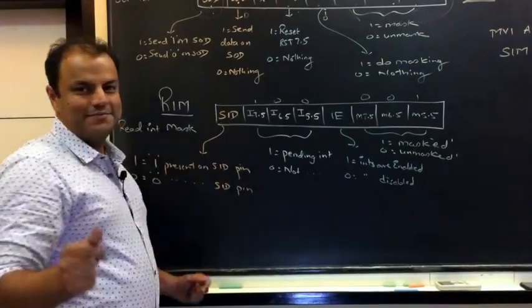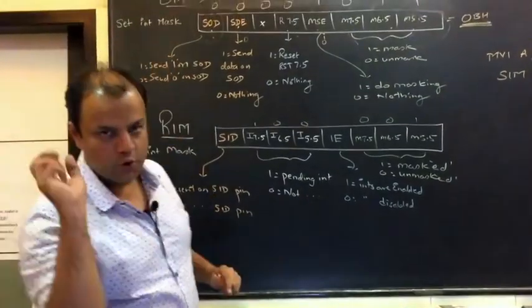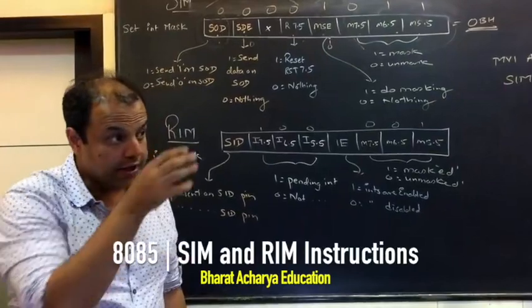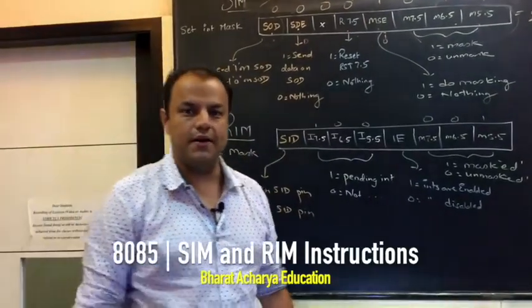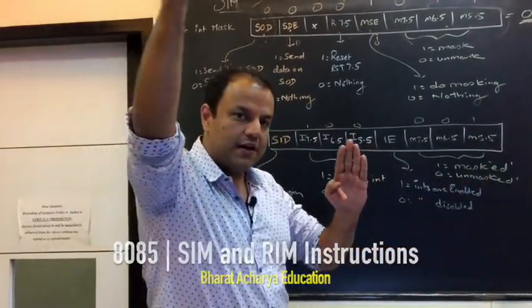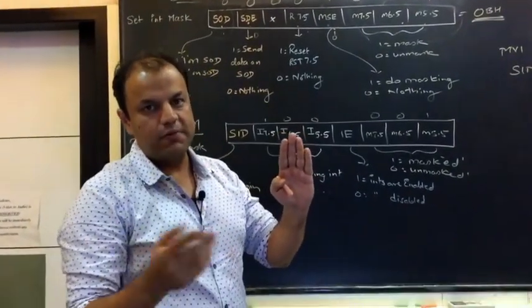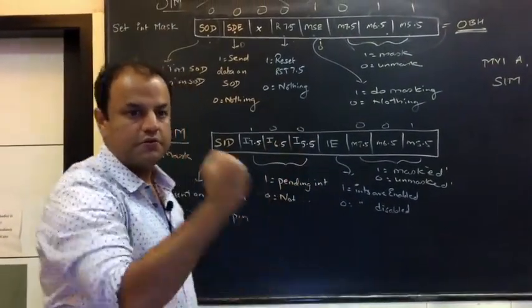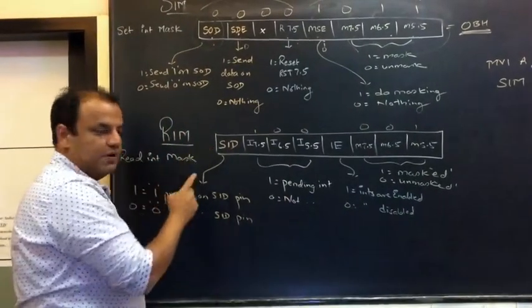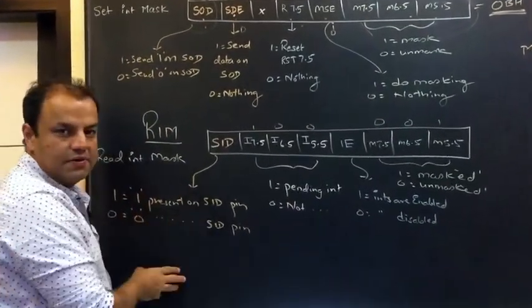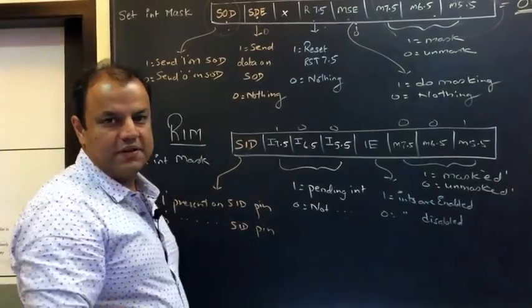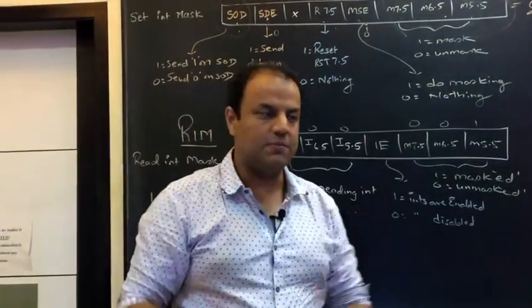And SID, in SIM you send serial data. In RIM you are reading serial data. Somebody is sending you serial data, it will come on the pin SID. Now being serial data, the bit data can only be a 0 or a 1. You want to know what it is, do a RIM, look at this bit. This bit will indicate. If it is 1, that means there is a 1 present on the SID pin. If it is 0, that means there is a 0 present on the SID pin. Please tell me, did you understand?